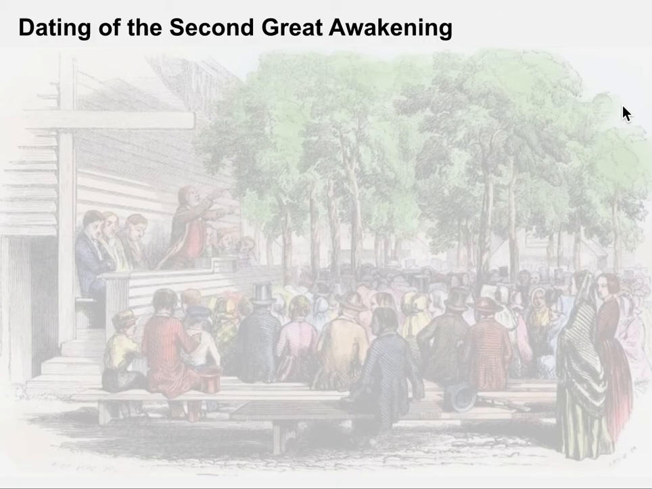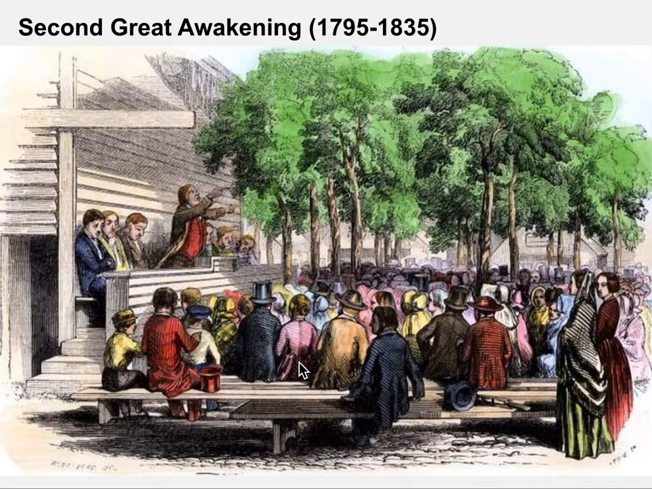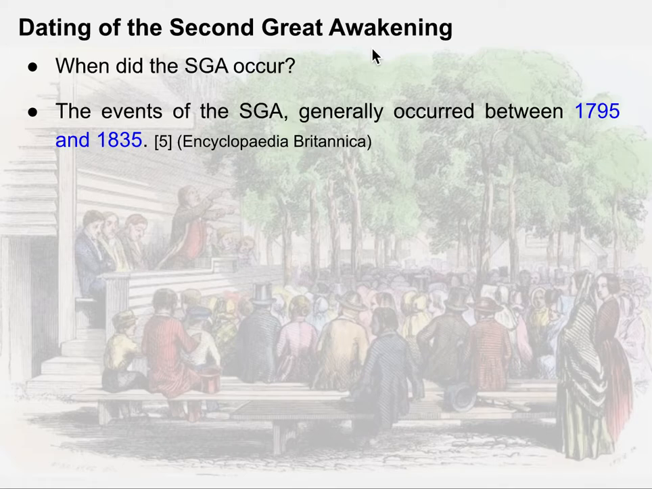So let's first date the Second Great Awakening. When did it occur? Because the church material just says at least 40 years, and it talks about the beginning of America and all that. So let's try to date it. Obviously, I have a date there. When did the Second Great Awakening occur? Well, the events of the Second Great Awakening generally occurred between 1795 and 1835.